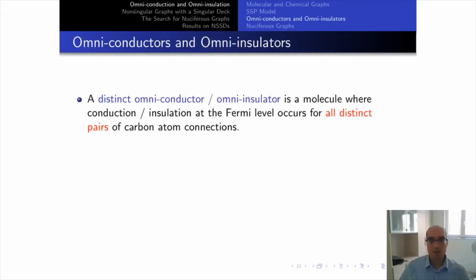And this leads us to omniconductors and omni-insulators. In the case of a distinct omniconductor, we have a molecule where conduction at the Fermi level occurs for all distinct pairs of carbon atom connections. In the case of an omni-insulator, you have exactly the reverse. Insulation at the Fermi level occurs for all distinct pairs. This happens when you have a distinct omniconductor or a distinct omni-insulator.